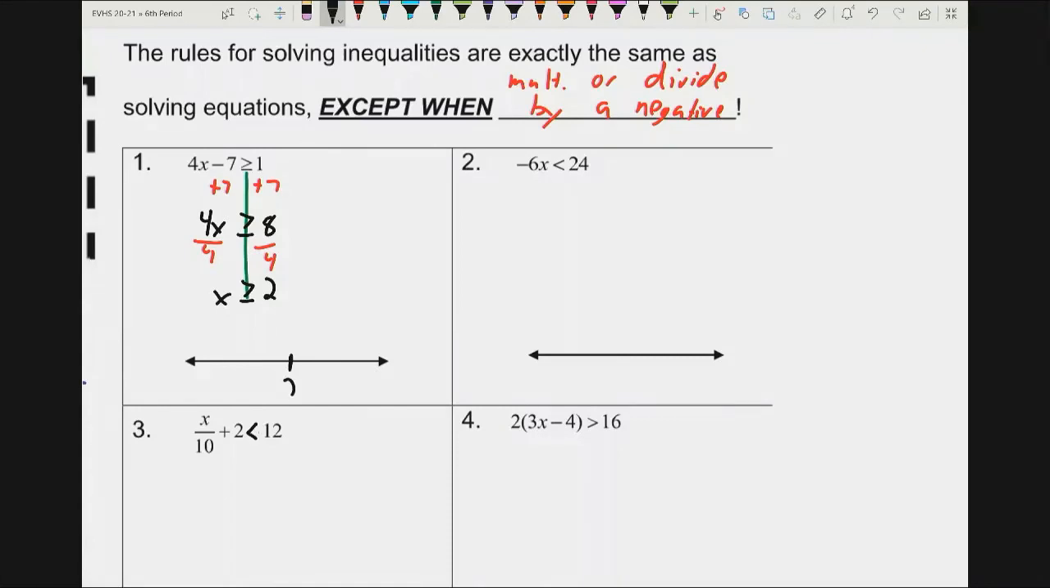I'm going to put that number on the number line and circle it. Now I decide open or closed. It's greater than or equal to, so it's closed. And now I decide right or left. And it's greater than, so I go right.